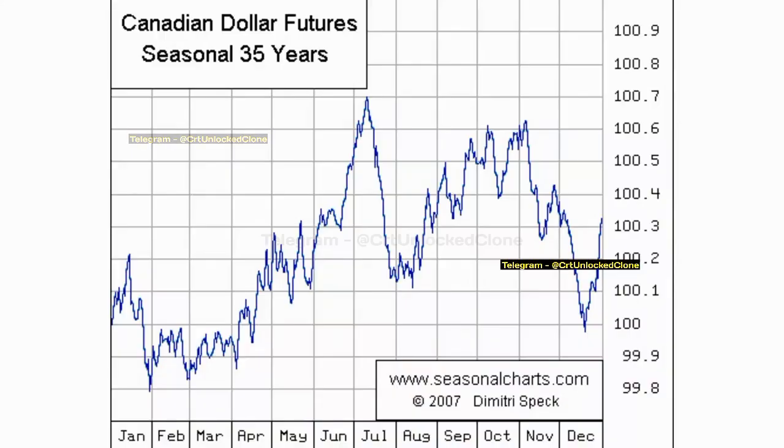So right here you can see that we've got this Canadian futures seasonal tendency chart, right? On the bottom you can see the months, which is our time of the year, and on the chart you can see what the Canadian futures chart has done seasonally and historically each month over a period of 35 years, right? Right here you can see that 35 is written, which means that they've gathered data from the last 35 years.